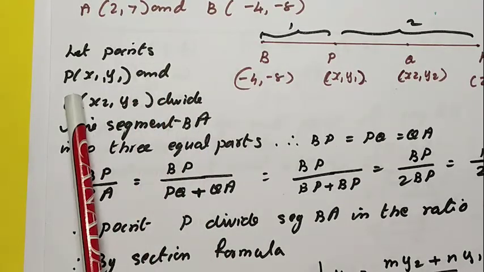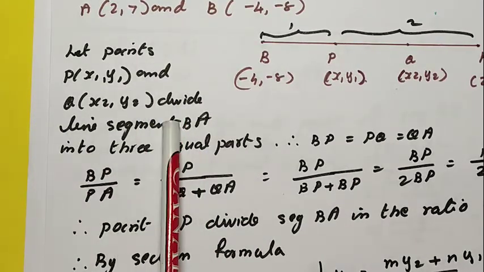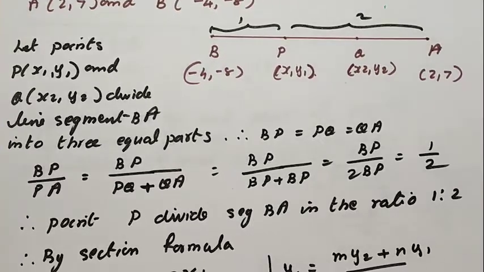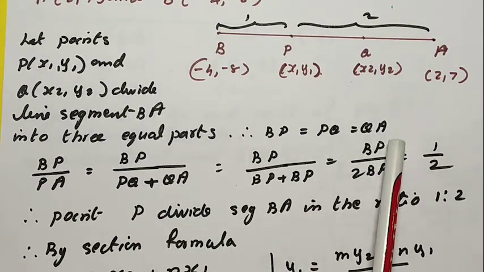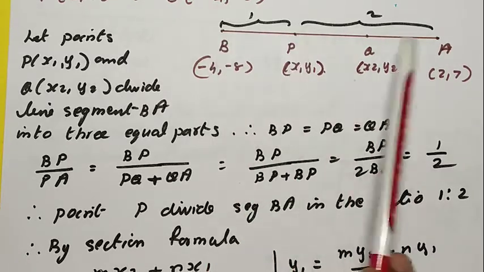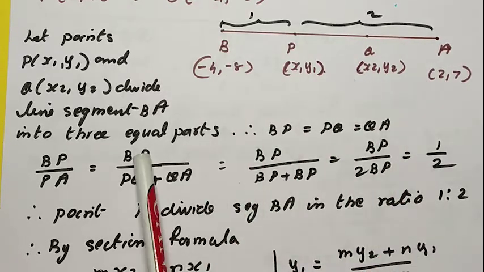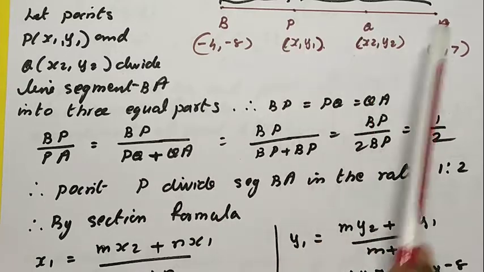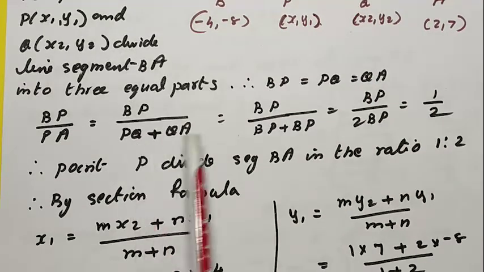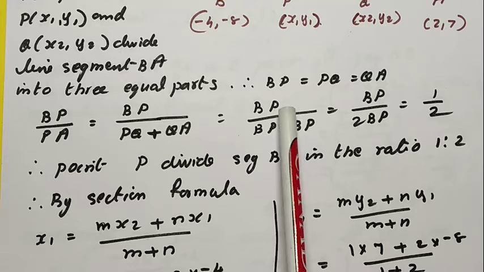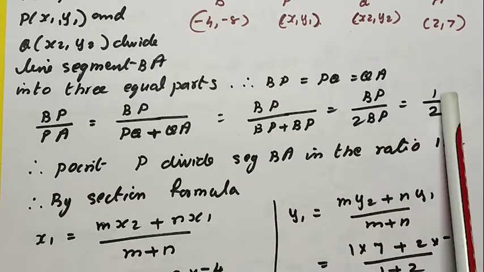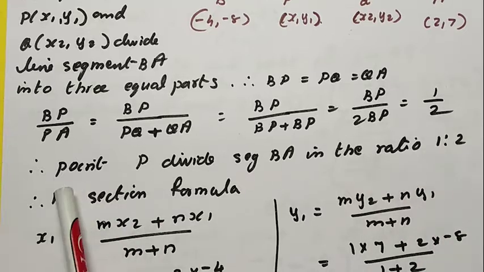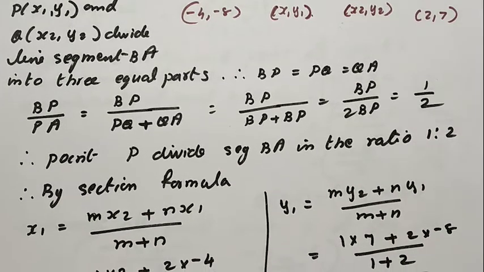So let points P (x1, y1) and Q (x2, y2) divide the line segment BA into 3 equal parts. Therefore, BP is equal to PQ is equal to QA. Therefore, BP upon PA, where PA means PQ plus QA. So, PQ is equal to QA is equal to BP. Therefore, we can write BP upon BP plus BP, which is equal to BP upon 2 BP, that is equal to 1 upon 2. Therefore, point P divides segment BA in the ratio 1 is to 2.